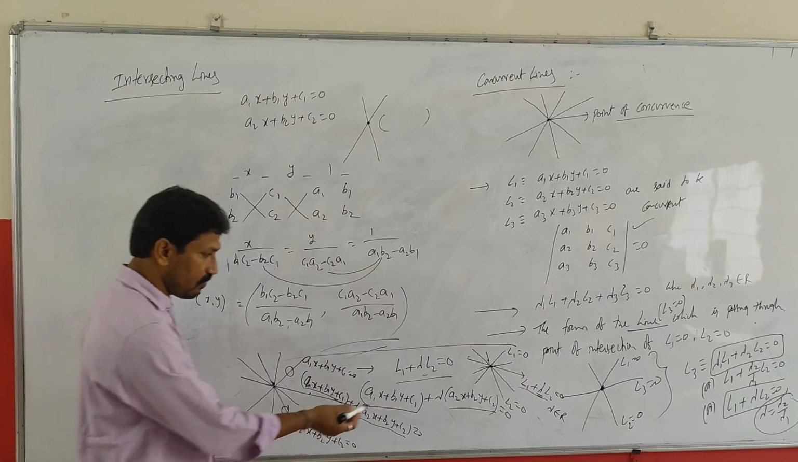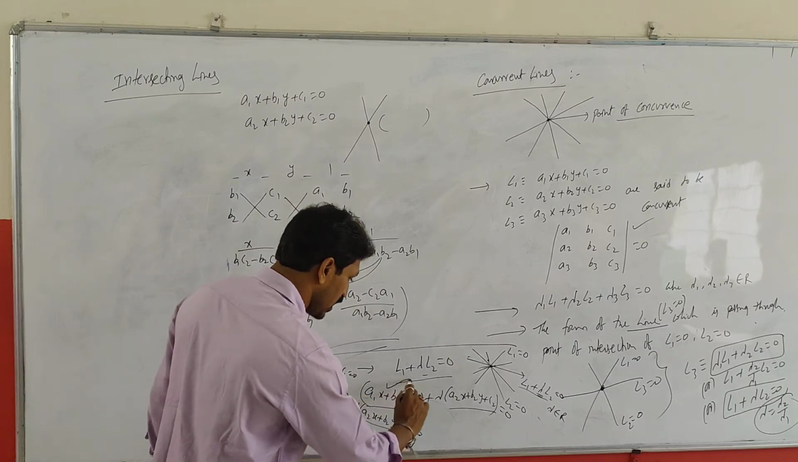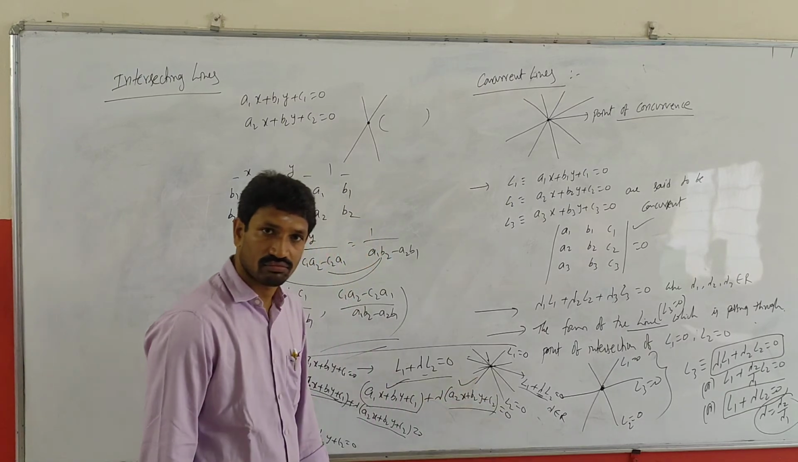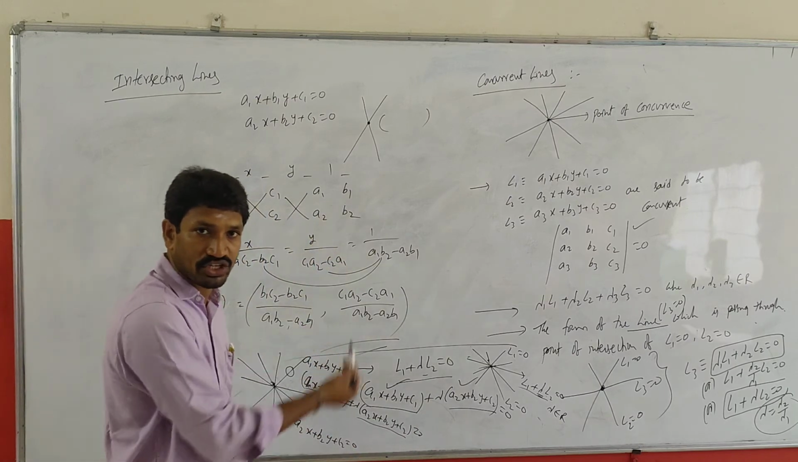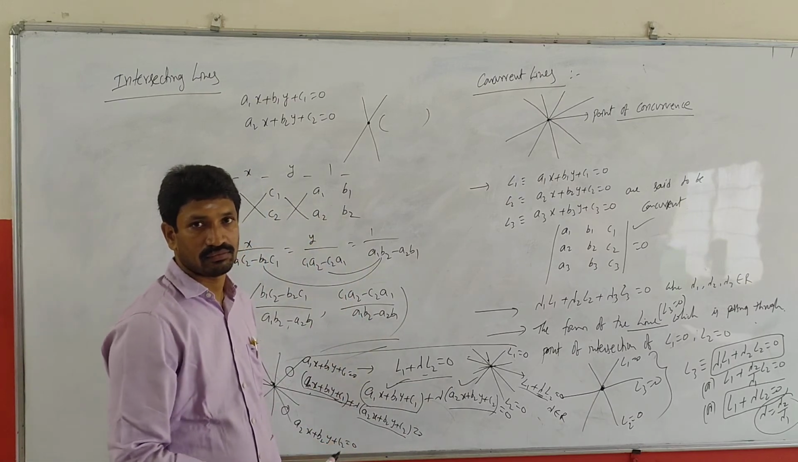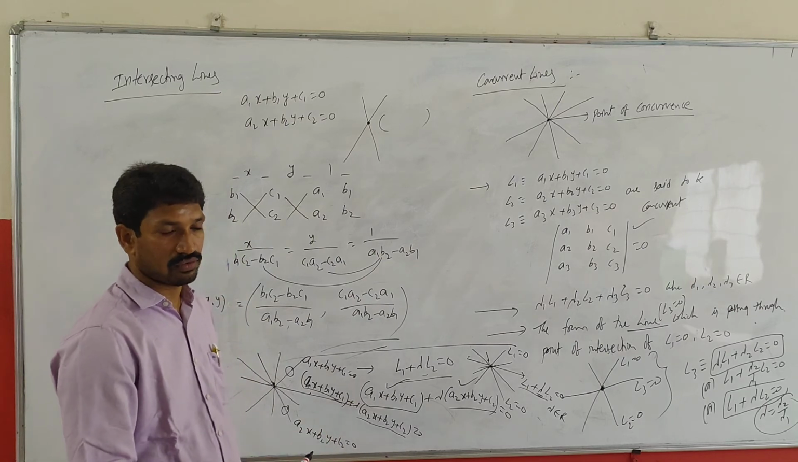So whenever you want to find the point of concurrence, you take this line and this line and find the point of intersection by using Cramer's method, elimination method, or substitution method. Any method you can follow.